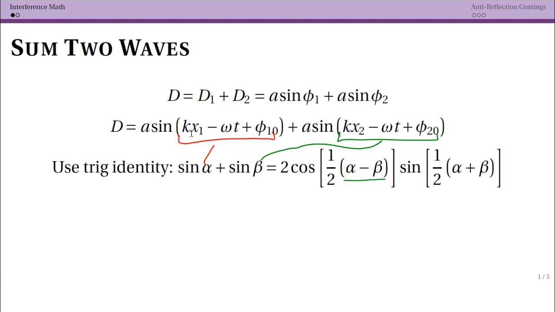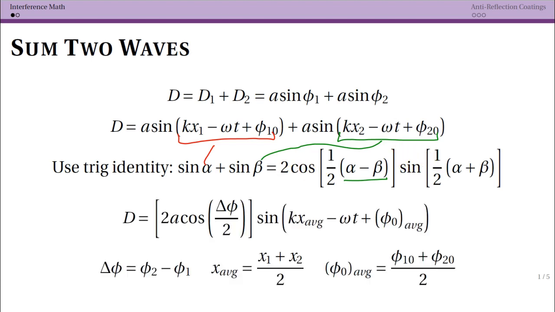When we subtract them, we see that omega t is going to cancel out since they have the same thing. But when we add them, omega t isn't going to cancel out because it's shared. So again, we have a cosine term and a sine term. Now this is what we get. We have a 2 coming from the trig identity. A is our overall amplitude that our original waves had. And now we have this cosine term.